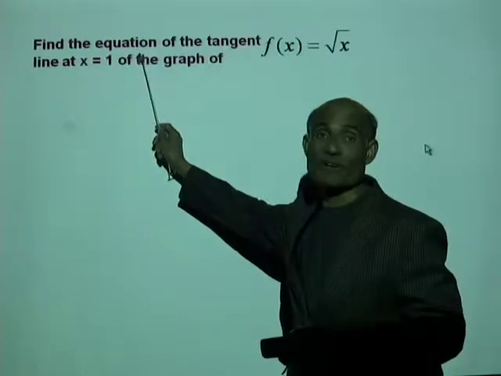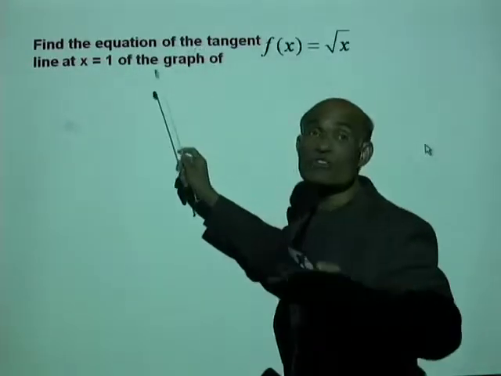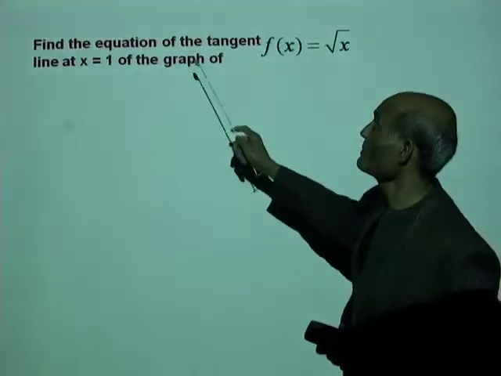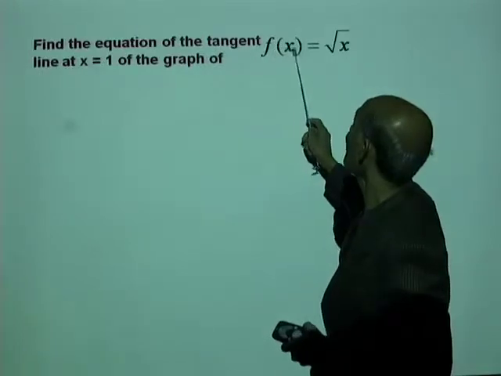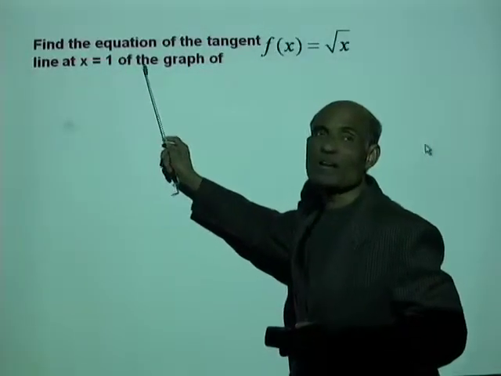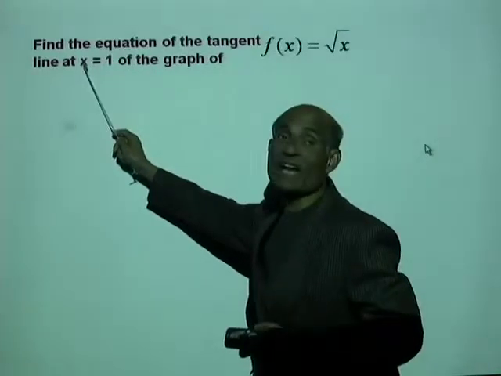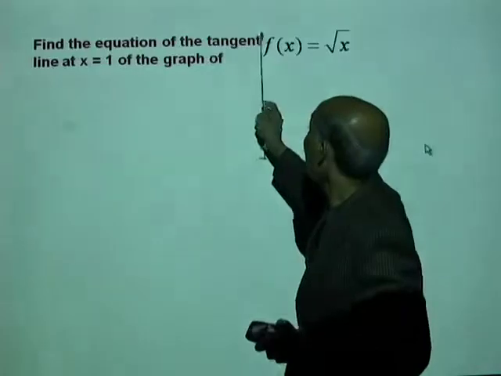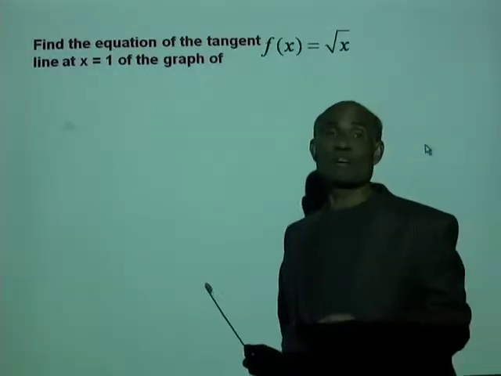Let's do a problem that needs the application of the derivative. Find the equation of the tangent line at x equal to 1 of the graph of f of x equal to square root of x.